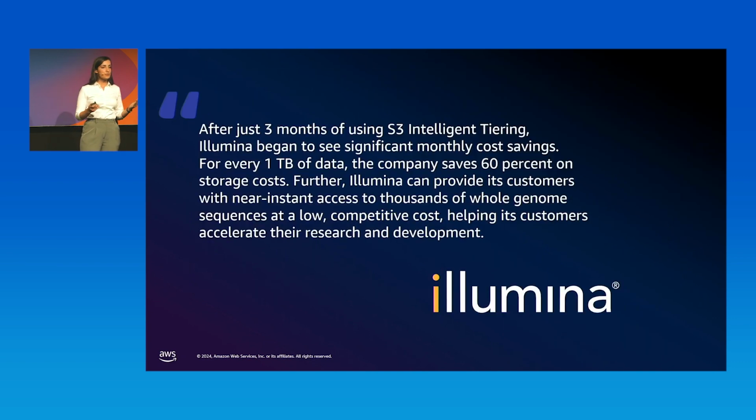While a lot of customers are using S3 Intelligent-Tiering, one of our customers, Illumina, talked to us and told us that they were struggling with storing hundreds of petabytes of genetic data at a low cost. They moved roughly 50 petabytes of data to S3 Intelligent-Tiering, and within 3 months of using it, they saw a 60% reduction in their storage costs. And these are really impactful results and really tell us that our customers should try it.